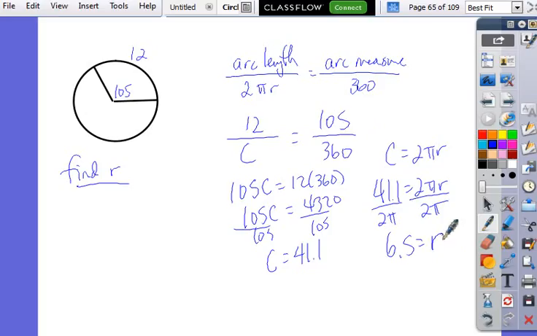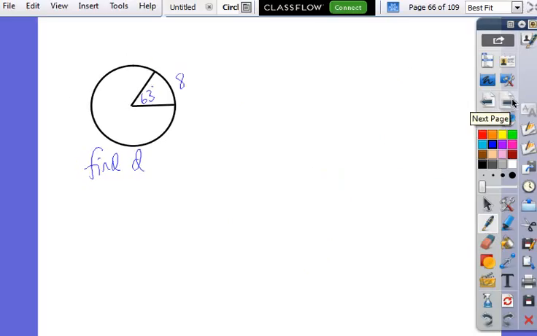All right, so if it says find r, what are we going to find first? We're going to find C first and then use the circumference to find the radius after that. If it says find diameter, I'm still going to find C first and then go back and find diameter after that. All right, this one says find diameter, same process. Find C first, then find diameter after that.